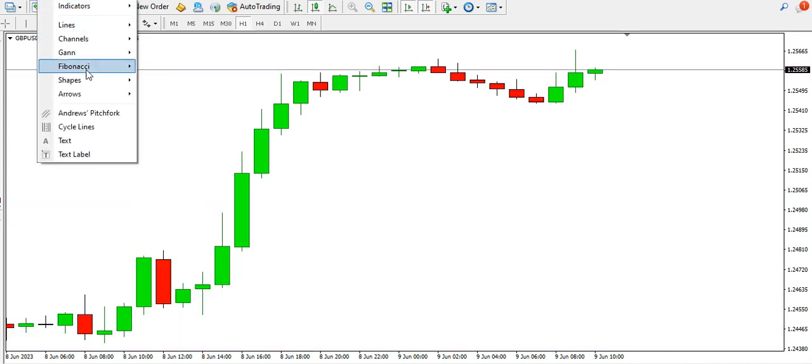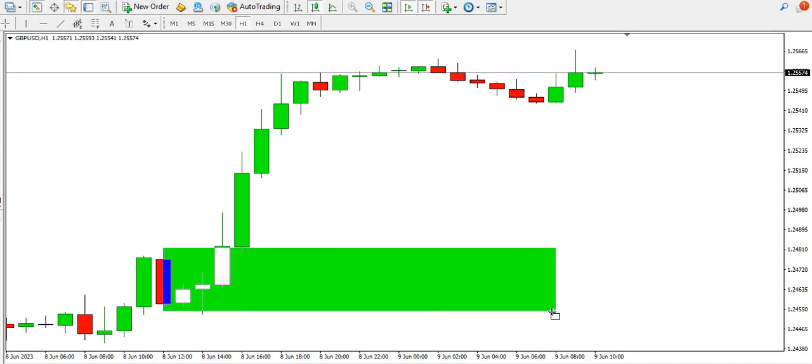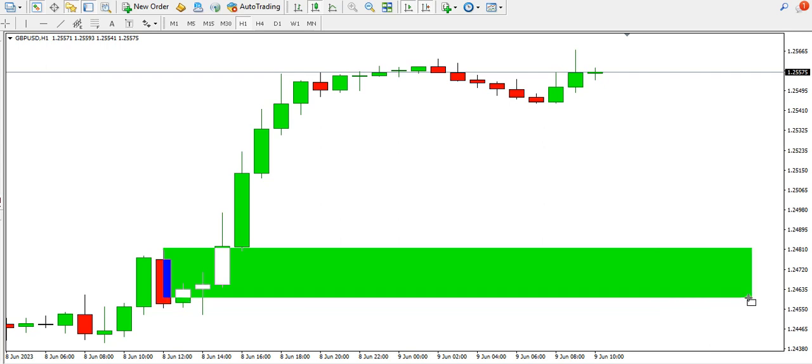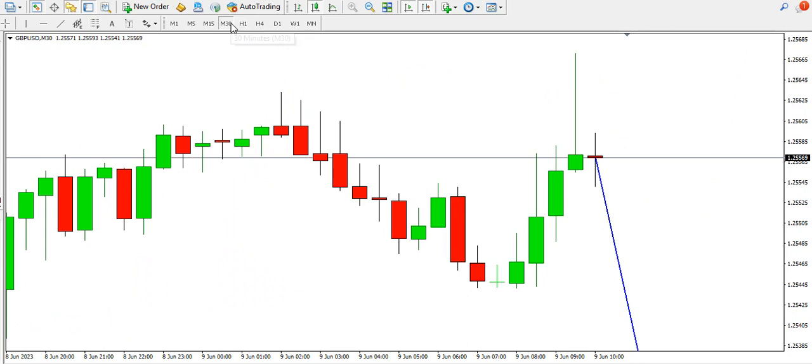But it is worthy to note that we have this order block on the 1-hour time frame that might serve as support to price should price drop. Price might find demand at that level. I'm talking about the 1.2465 level for price to continue up. All right, that's that on the 1-hour time frame. Let's take a look at the 30 minutes time frame.